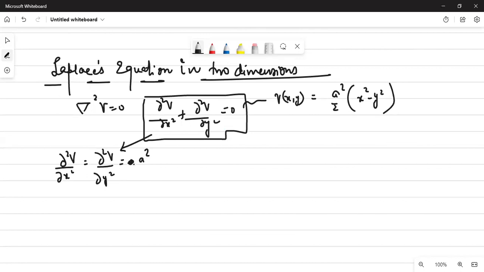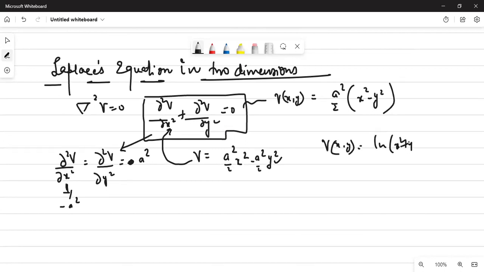But while we are doing this, let's say this is a square and we replace this as minus a square. So this is what we do. And from here, we'll get V equals a square x square minus a square by 2 y square. This is what we're going to get. And this you can verify by placing this particular V inside the Laplace's equation as well. Further, will this also be a solution or not? So this will also form a solution.